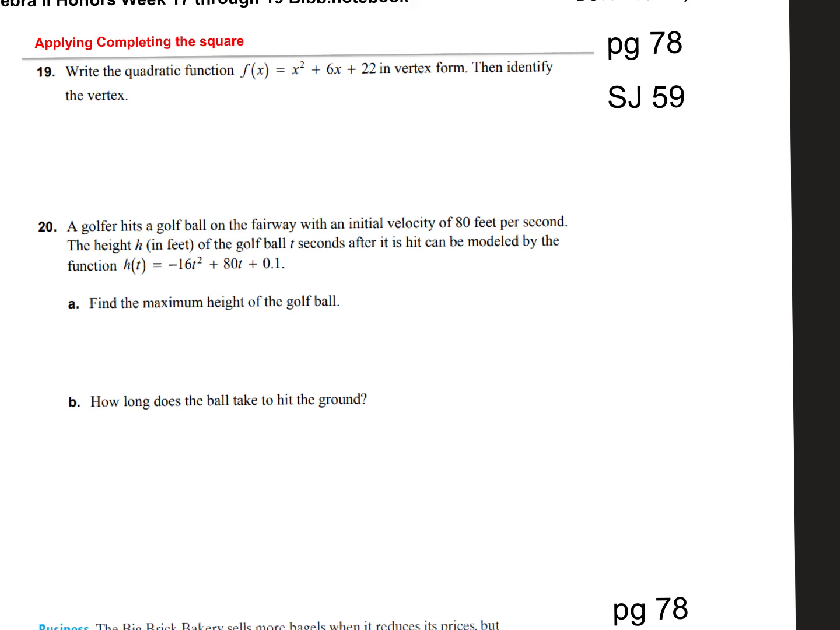So for 19, I want to rewrite that in vertex form, and then I want to name the vertex. Okay, so my first step would be to group the quadratic and linear term together. I'm just going to keep f of x. If you want to write y, that is perfectly fine. I'm going to take that b value and divide by 2. I'm going to take the linear coefficient of 6 and divide by 2. That gives me 3. 3 squared is 9.